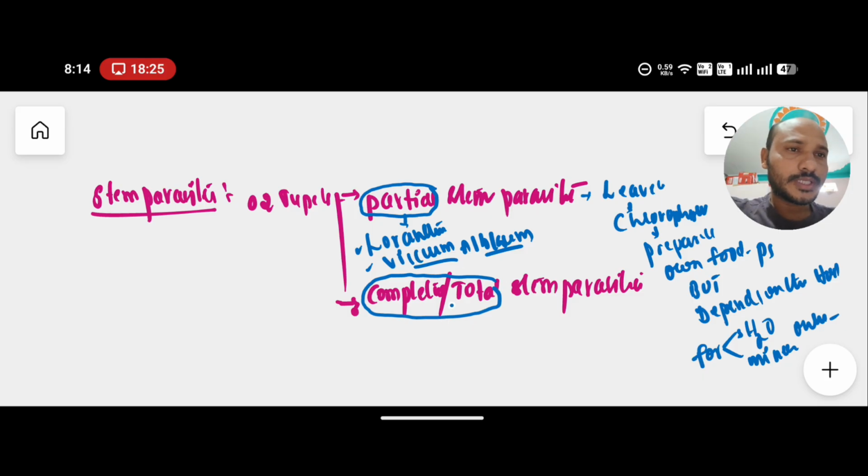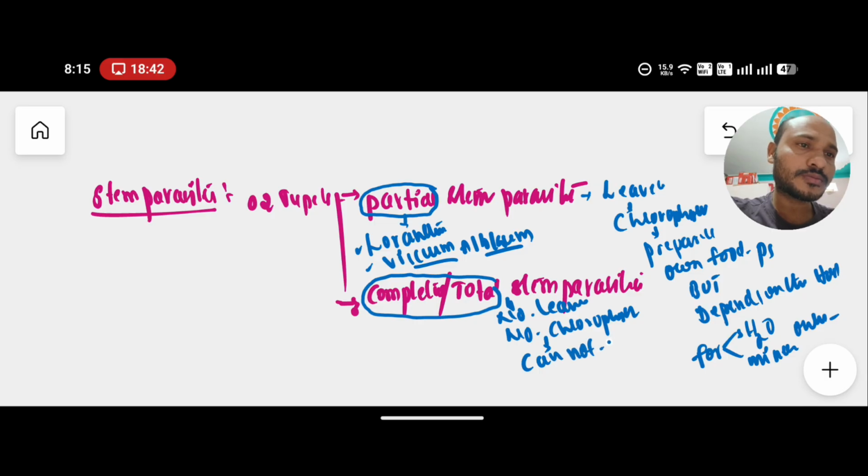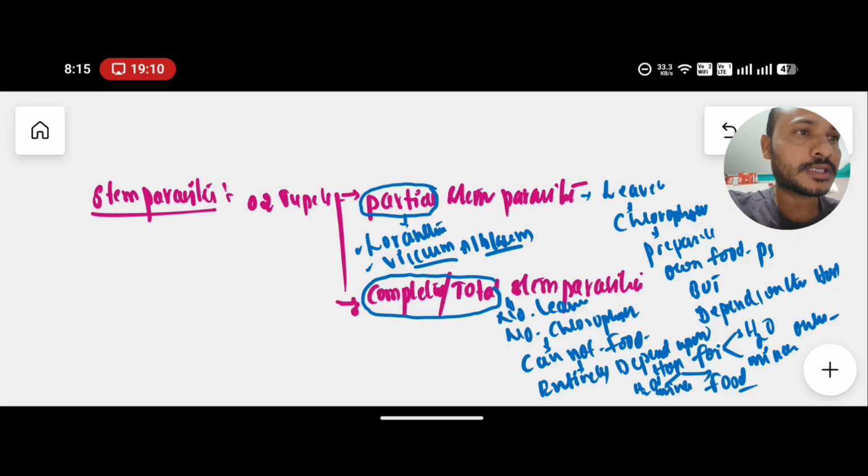Now coming to complete or total stem parasites. These do not have any leaves, hence no chlorophyll, and they cannot prepare their own food by photosynthesis. Hence, these parasitic plants entirely depend upon the host for water, minerals and also, very importantly, food. This type of parasitic plants are called complete or total stem parasites. So a very important example here is the Cuscuta plant.